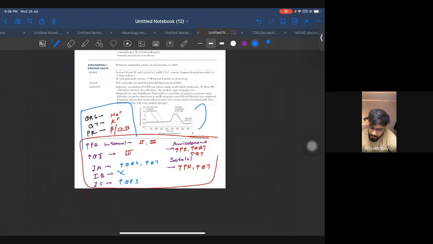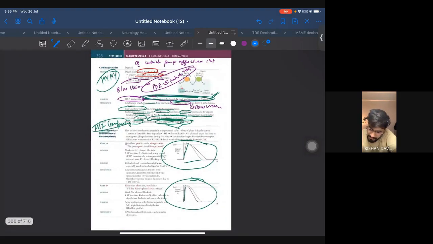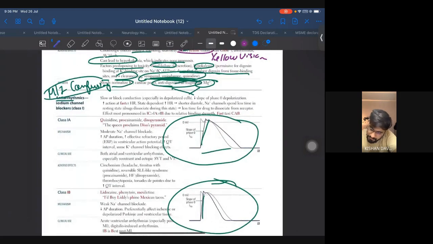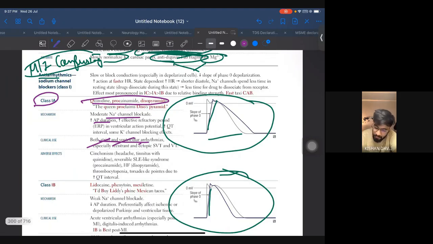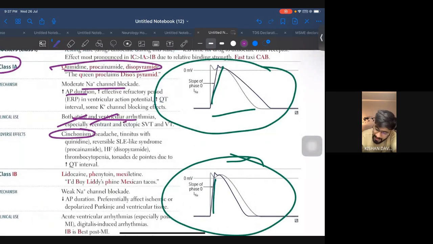All right, so let's discuss the classes now. Class 1A, remember the drugs. You have to remember moderate sodium channel blockade, AP duration increase. Clinical use in atrial and ventricular arrhythmia is not needed here. Adverse effects are important: cinchonism, headache, tinnitus with quinidine. They will give you this in the question.